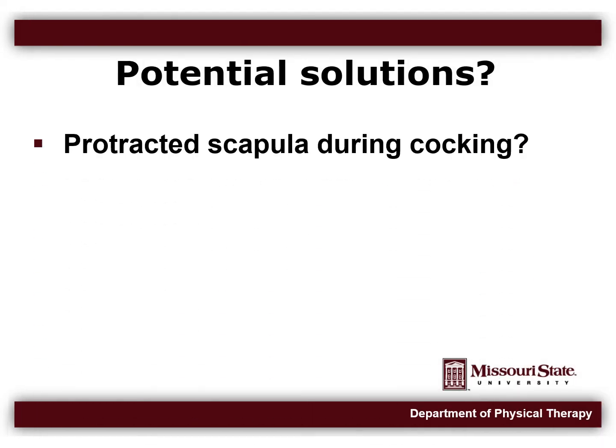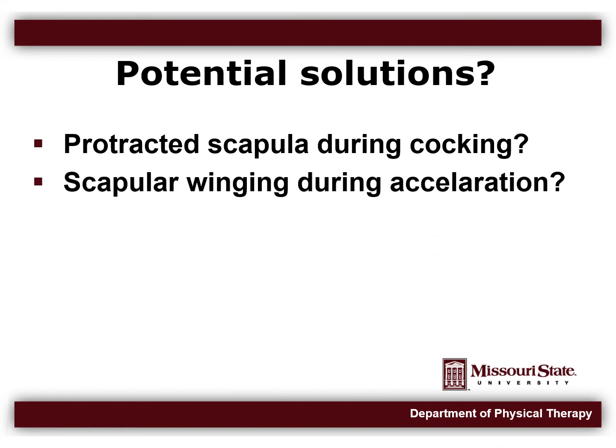So what are some of the potential solutions if you see a protracted scapula during cocking? Probably the reason for that is tightness of especially the pec minor, and you want to work on stretching that out. You also want to work on improving the performance of the scapular retractors, but most likely it's the tightness in the anterior side.